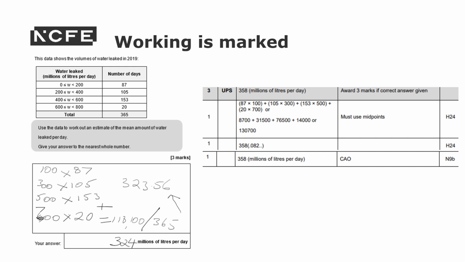So unfortunately, they have not got the correct answer. But perhaps they've had an error with their calculator to reach the incorrect answer. Their method to start out with, of multiplying the midpoint by the number of days, is the correct method, and therefore we can award them 1 out of 3 marks instead of 0 out of 3 marks.